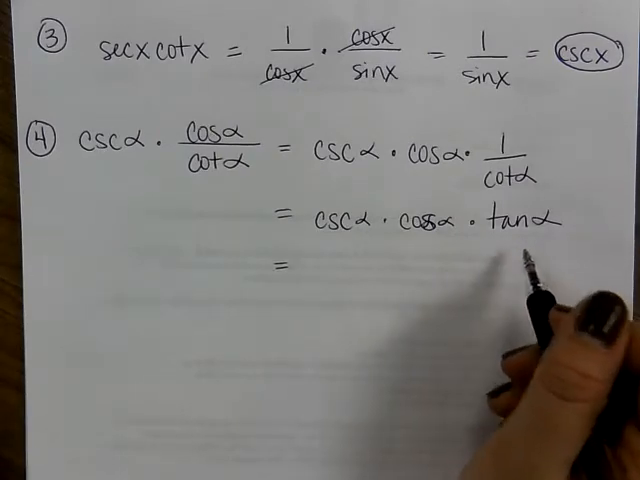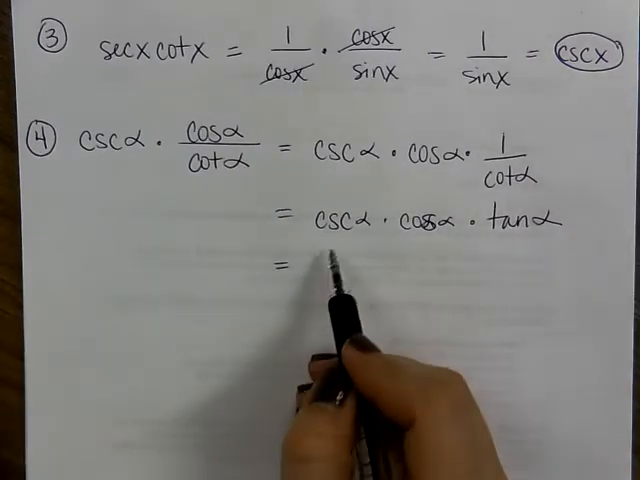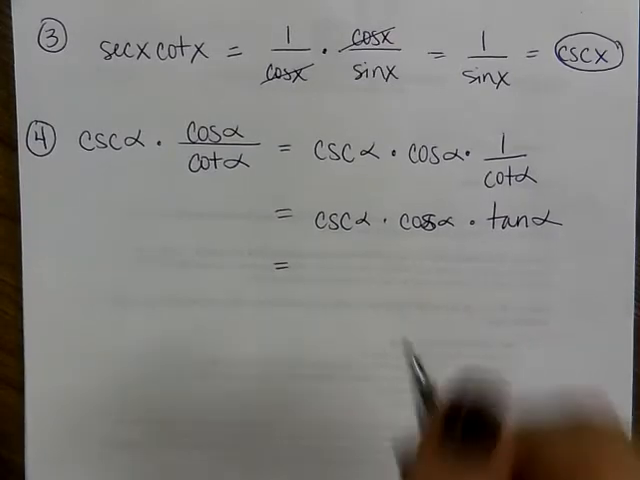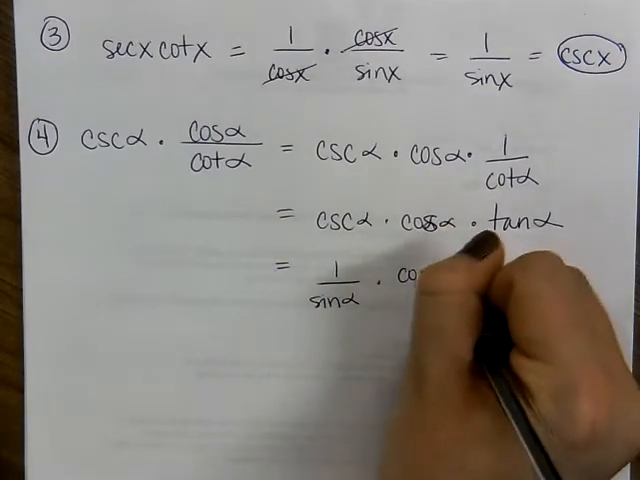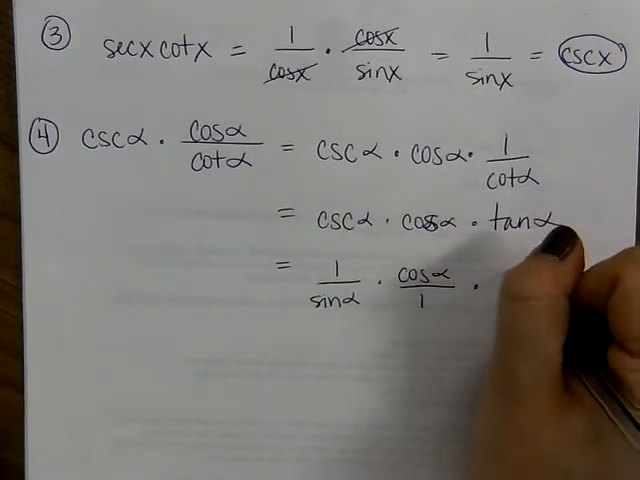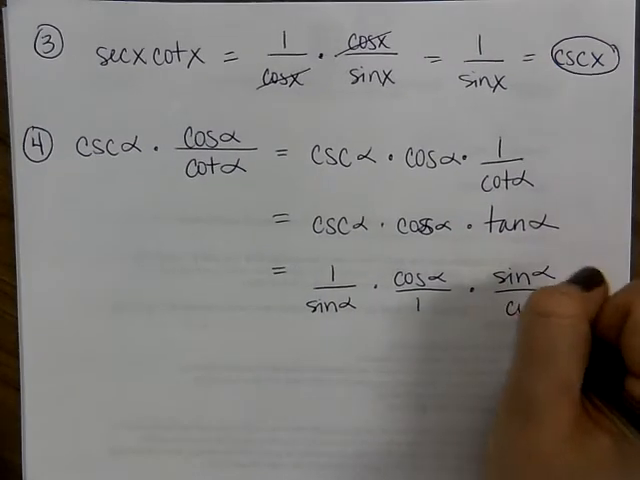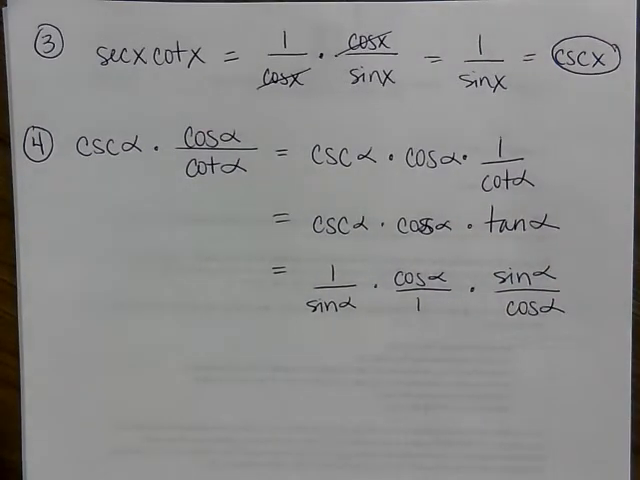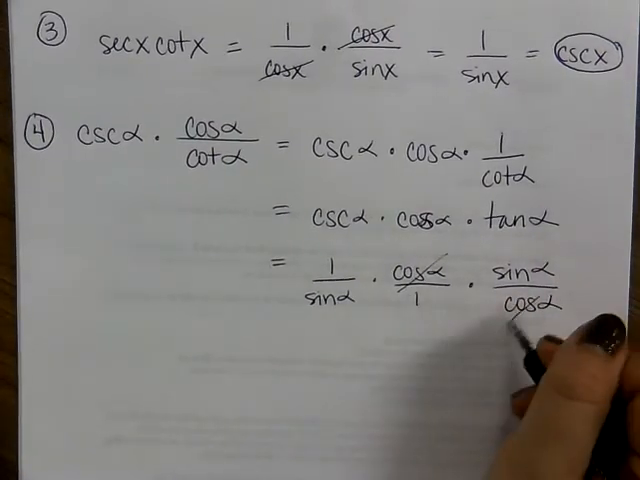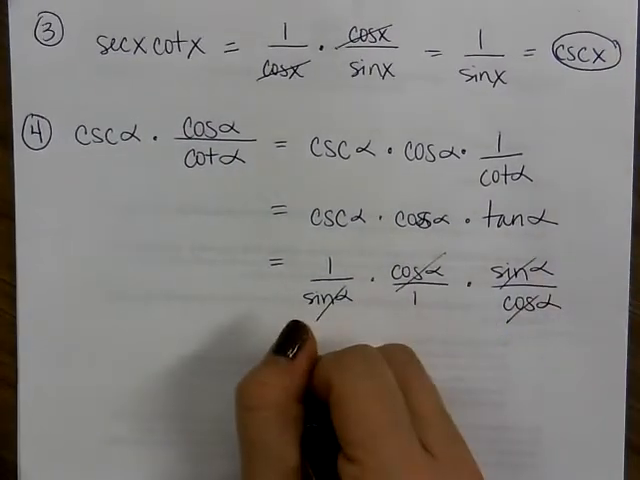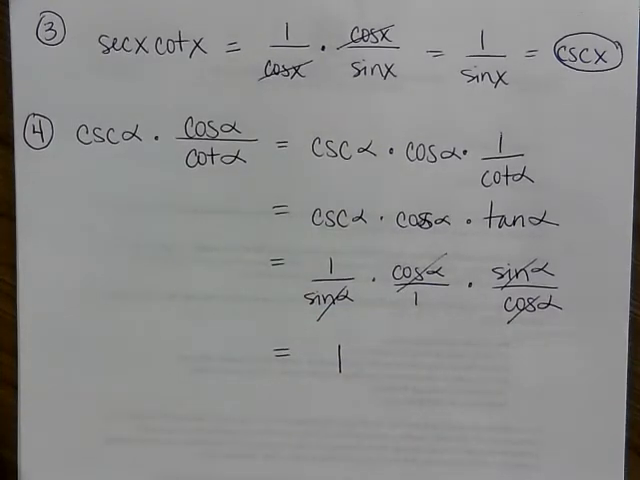So you want to change this tangent to sine over cosine. Yeah. While I'm at it, can I change this cosecant too? Yeah. Okay, so I'm going to do 1 over sine times cosine over 1 times sine over cosine. So now remember, when you multiply fractions, everything in the numerator gets multiplied, everything in the denominator gets multiplied. So this is all one numerator over one denominator. So what happens here? Cosines cancel, the sines cancel, and we're left with 1. Pretty cool.